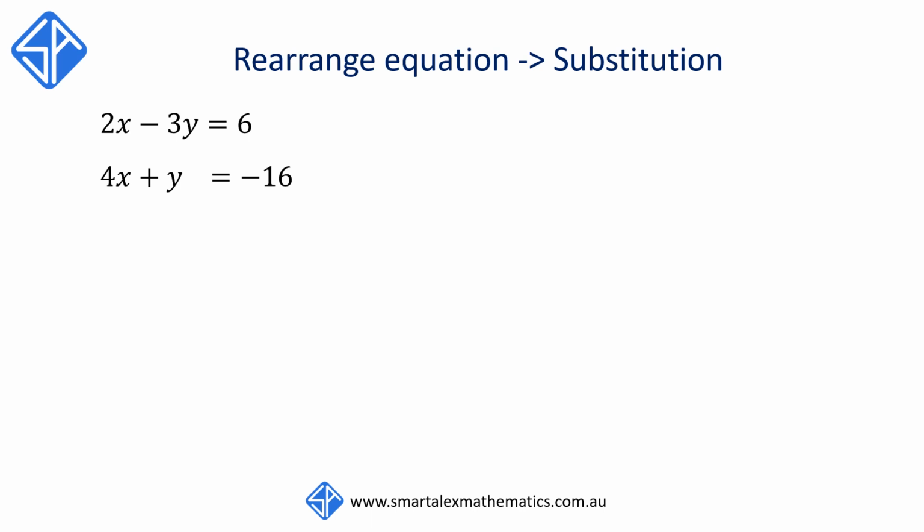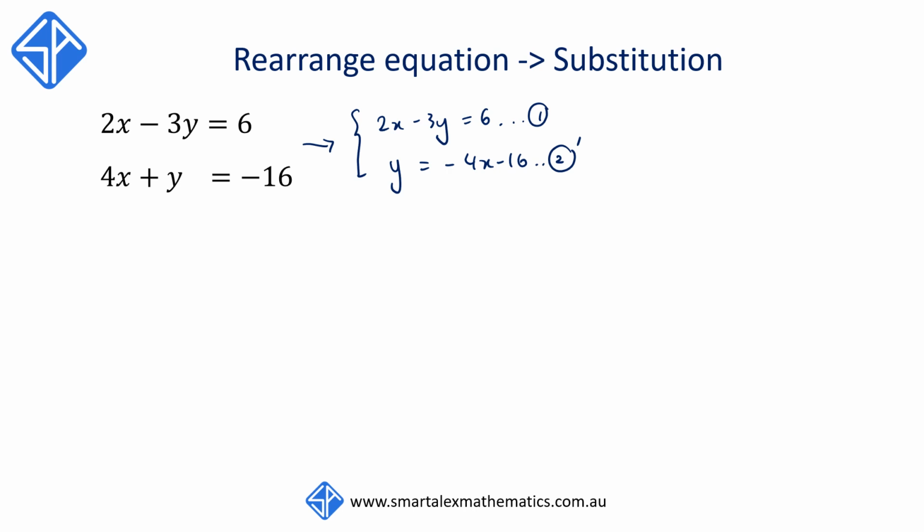Sometimes we may not be given equations where x or y is the subject, so we need to rearrange the equation slightly prior to making the substitution. So next example, we've got 2x minus 3y is equal to 6 and 4x plus y is equal to negative 16. For this set of equations, I'm going to keep the first equation the same as 2x minus 3y is equal to 6. So this is equation 1. My second equation, I'm going to make y the subject. So we have y is equal to minus 4x minus 16. And I'm going to call this equation 2 dash.